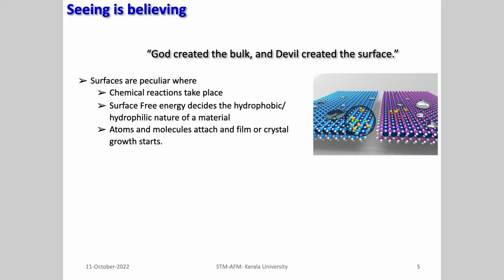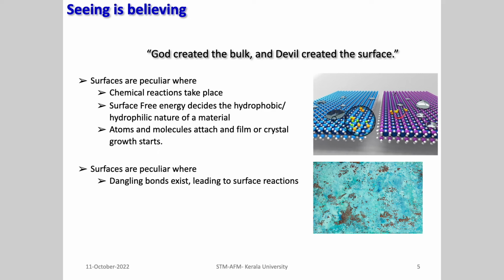Now atoms and molecules attach and form crystals, epitaxial layers, right? The growth of crystals from one plane, all those are decided by the surface structure, surface atoms. This is what I was saying. There are a lot of dangling bonds, that means unsatisfied or unsaturated bonds on the surface. They are the reason for chemical reactions. So this is why surface and interfaces.